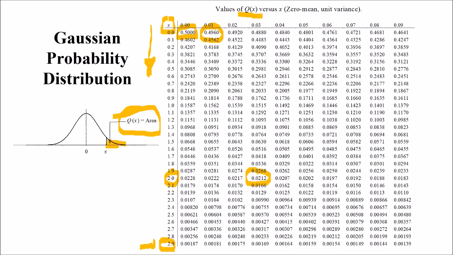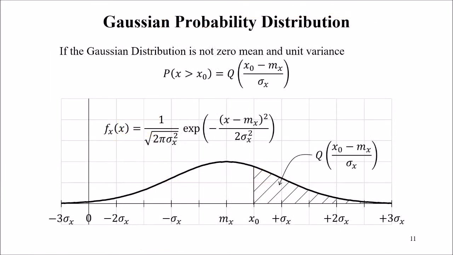Okay, so this now is the table used to find the areas underneath the curve. But this has been tabulated for a mean value of 0 and a variance of 1. So it's 0 mean, unit variance. But if our Gaussian distribution does not have a 0 mean and a unit variance, how do we find the area? Well, it's accounted for by this simple calculation before we apply the number to the table of Q.